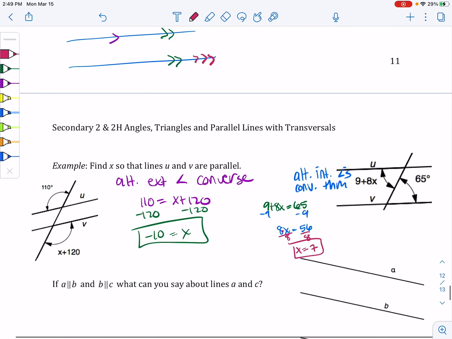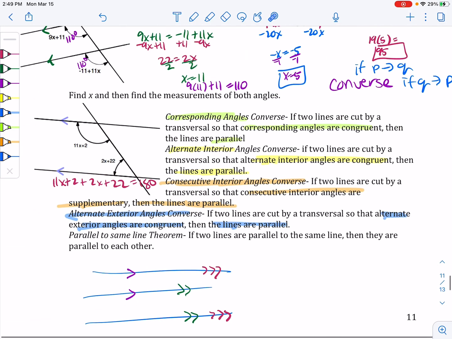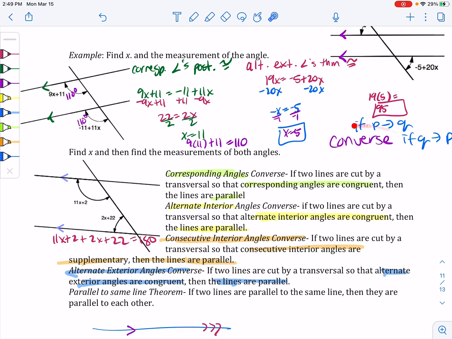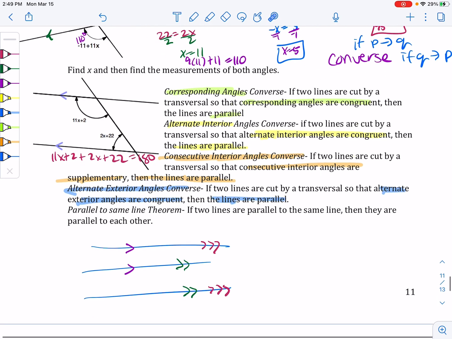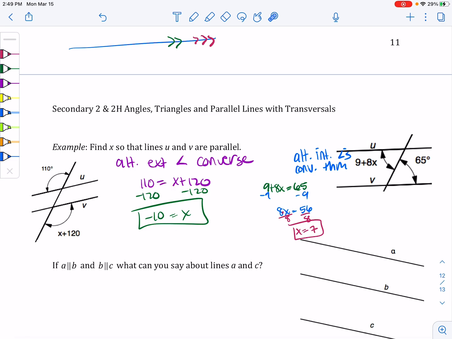As opposed to this one, it's saying what value of x here makes it so that these are parallel. Well, these would have to be the same measurement in order for these to be parallel. So I set them equal to each other. So it's similar in how we set up, right? So yesterday we were doing where we set them equal to each other or potentially supplementary. We're doing that same kind of thing, but the premise is different.